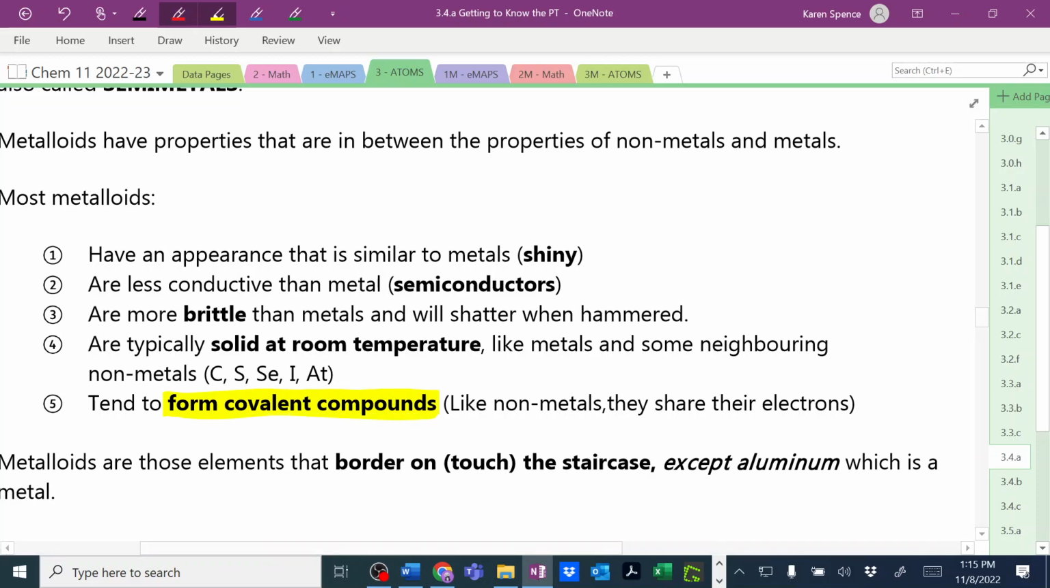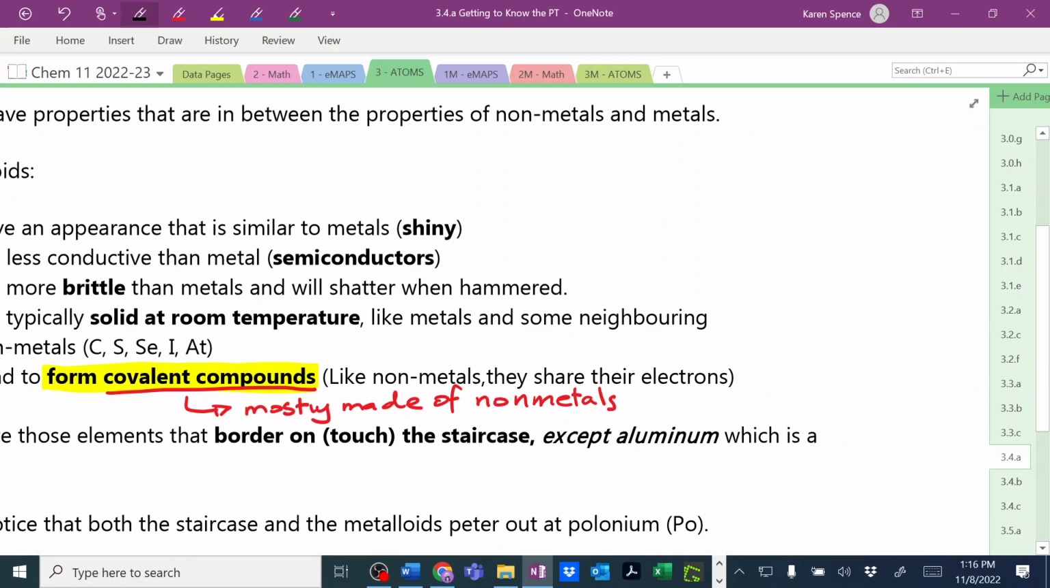So covalent compounds are mostly made of nonmetals, but also metalloids. So when we get into saying ionic compounds, metal and nonmetal, covalent compounds, nonmetal, nonmetal, people are like, well, where do the metalloids go? They go with the covalent compounds.